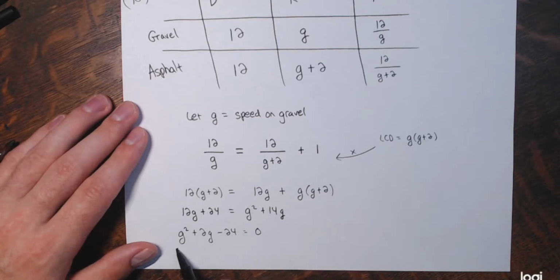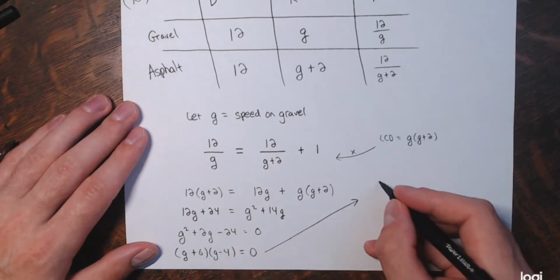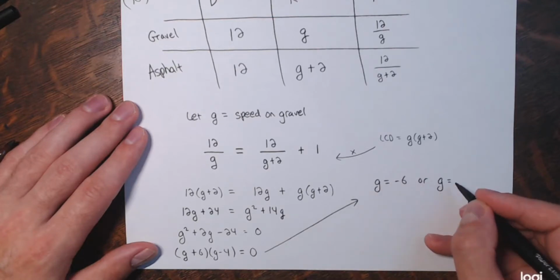And this is easily factorable. I don't have to pause the video this time. The numbers aren't huge. G plus 6 times g minus 4. Alright, so the possible solutions are negative 6 and positive 4. Alright, g equals negative 6 or g equals positive 4.